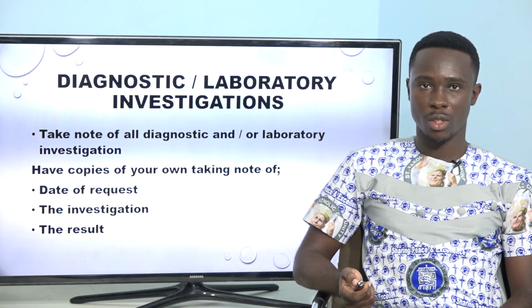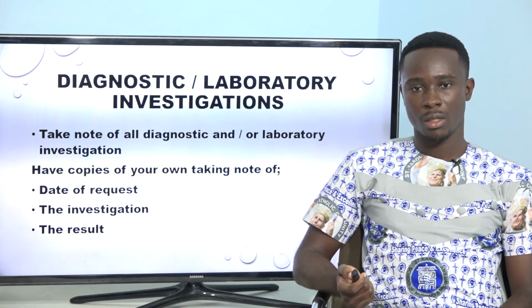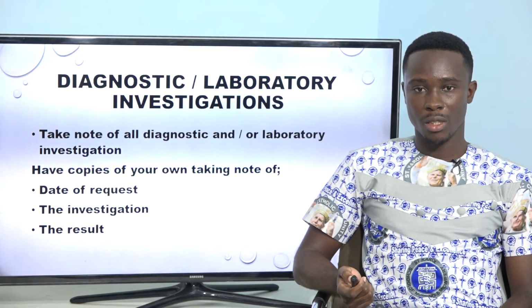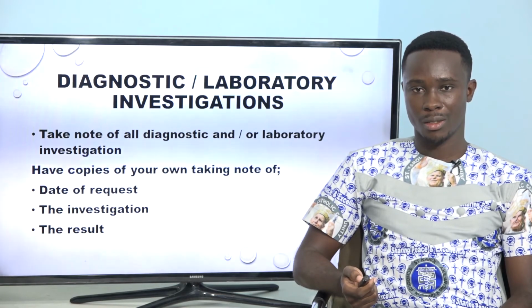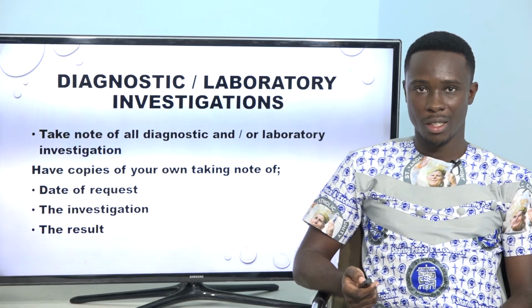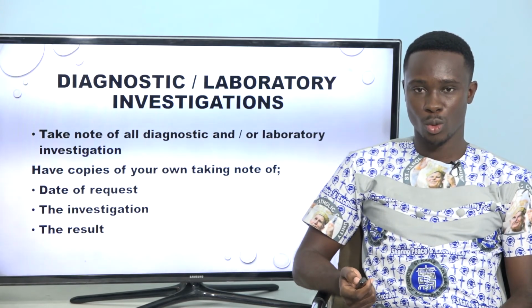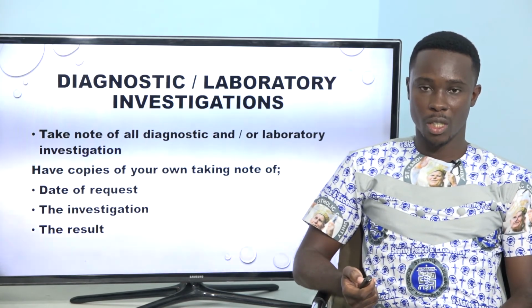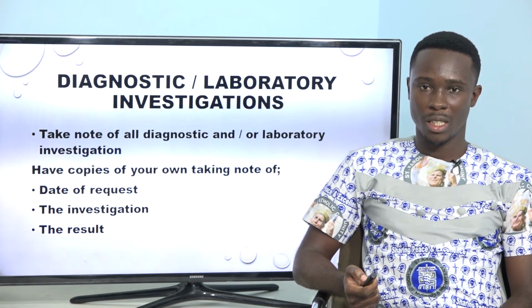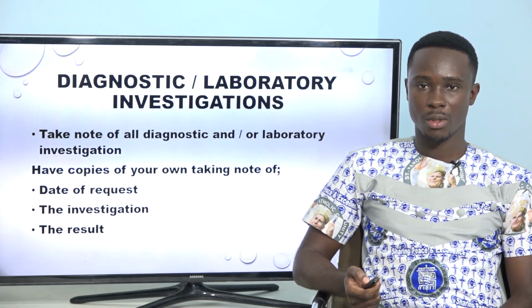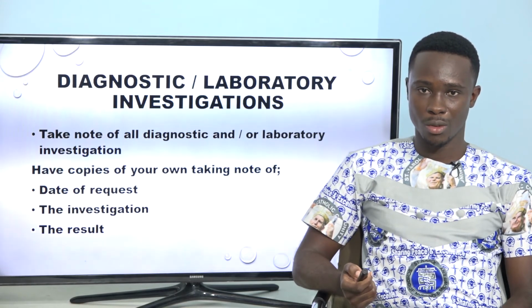Some students end up leaving the hospital when the patient is discharged, then they realize that they don't have copies of these. Then they have to go back and look for the folder and all that, which is worrisome. So when you are drawing up your plan, you have to add it so that you get copies of the investigations, the results, and the dates, taking note of these things.